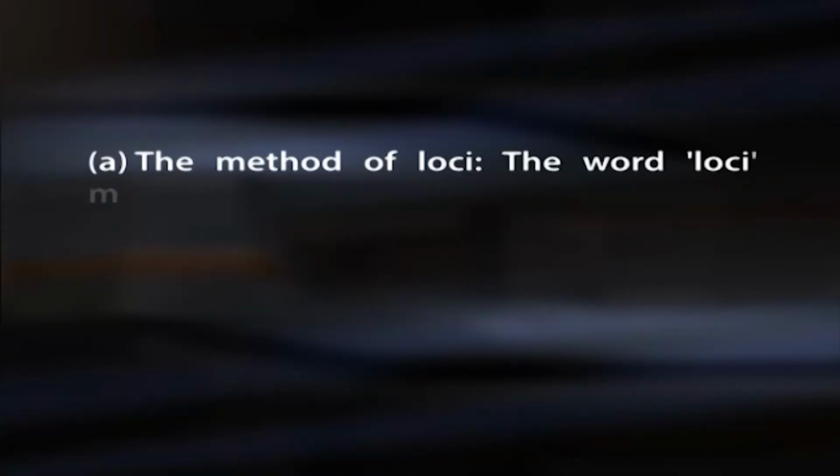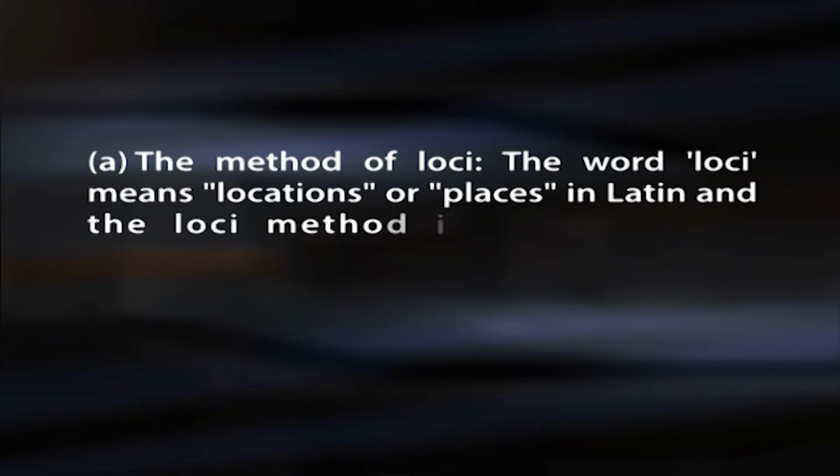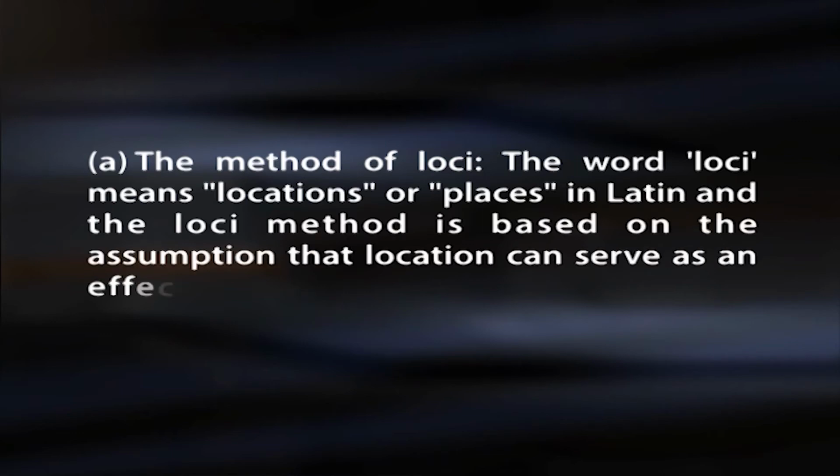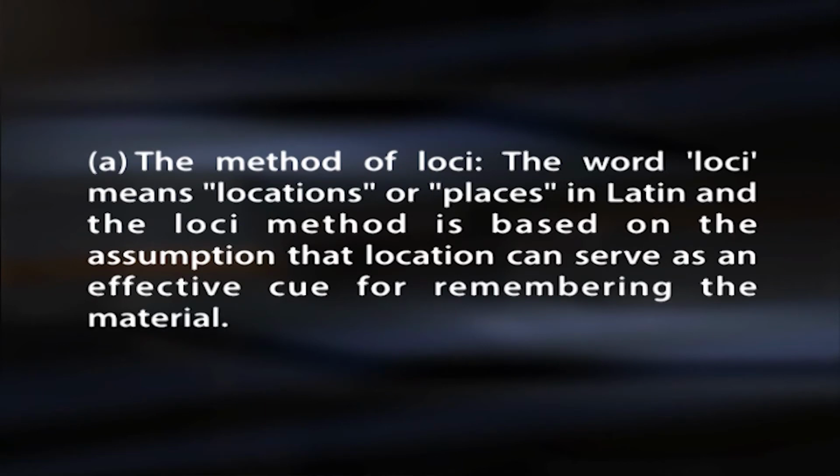The method of loci. The word loci means locations or places in Latin, and the loci method is based on the assumption that location can serve as an effective cue for remembering the material. It consists of the following 3 steps. First step, developing one's own route by identifying a set of places which occur in some natural or familiar order, that is 20 or 30 locations in one's own house. Second step, converting each item one wants to remember into an image and storing it in a location, a stop on the decided route. And the third step, during retrieval or reproduction, taking a mental walk by recalling what was placed or stored in each place falling on the familiar route.